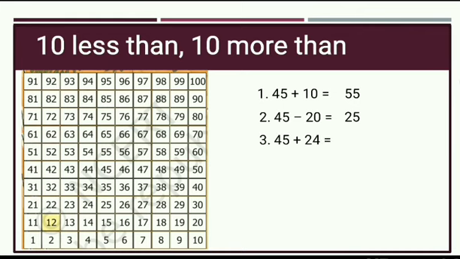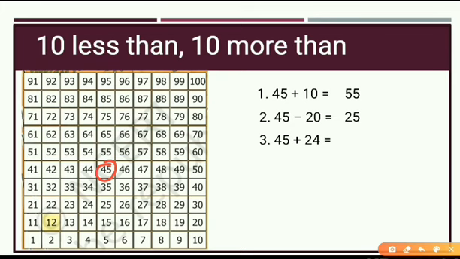Next one, 45 plus 24. Now we don't have a 0 at the ones place, isn't it? So what we are going to do here first is, first we are going to add 20 and then we are going to add 4 of the ones place. So again, let's start from 45. We have to add 24. First we are going to add 20 of the tens.